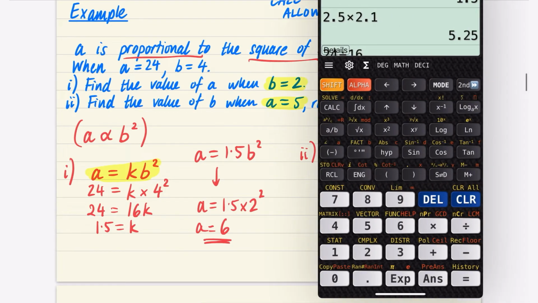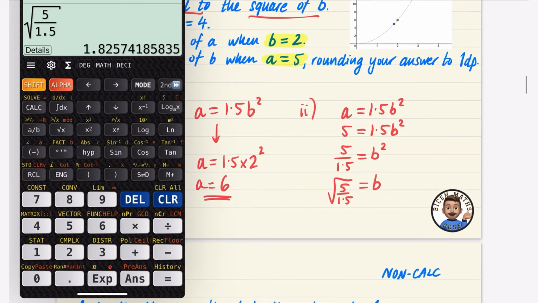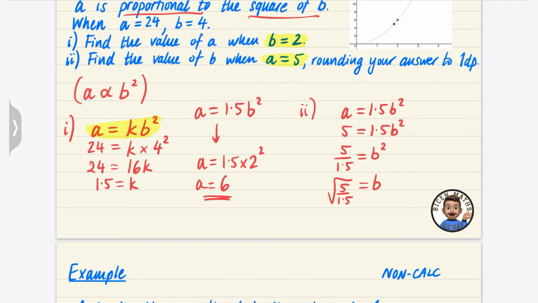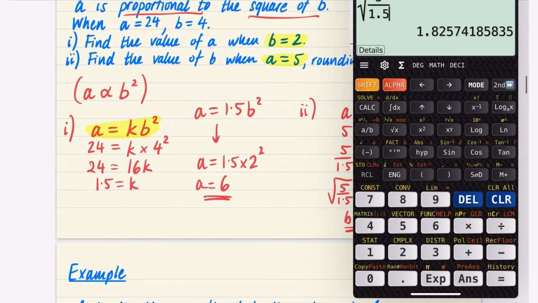If you wanted to, you could have done the 5 divided by 1.5, but you end up with a decimal, and I don't really want to type that decimal back in. So I'm just going to do on my calculator immediately the square root of, using the fraction button, 5 over 1.5. And it asks for us to round our answer to 1 decimal place. So I'm going to say that b is equal to, let's get the calculator back up, 1.8. So b is equal to 1.8 in that case when it's been rounded to 1 decimal place.